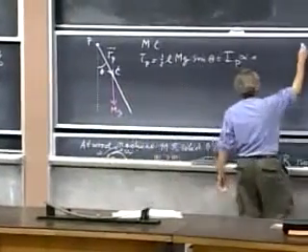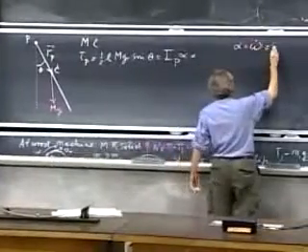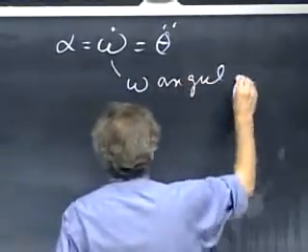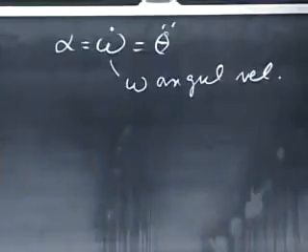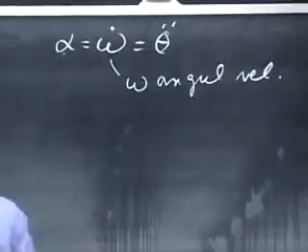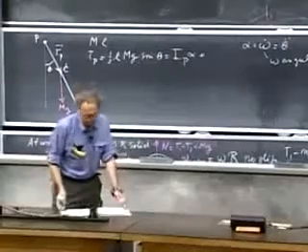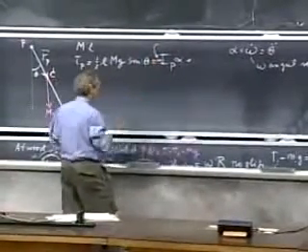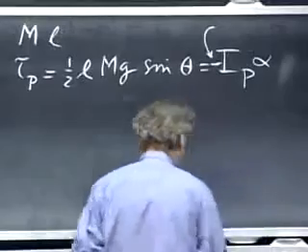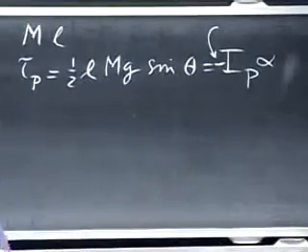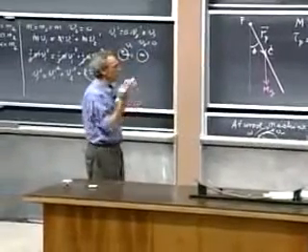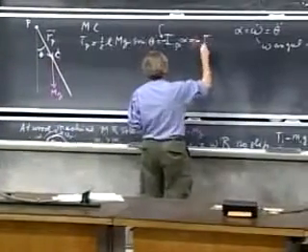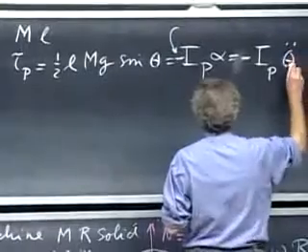So alpha equals omega dot, which is also theta double dot. This omega is the angular velocity. It's d theta dt, and the derivative gives me the angular acceleration. There has to be a minus sign here. That's important because the torque is restoring, the same situation we had when we had a spring. We were oscillating a spring. The spring force is minus kx. The minus sign here plays exactly the same role. So I can write down here minus I of P theta double dot.